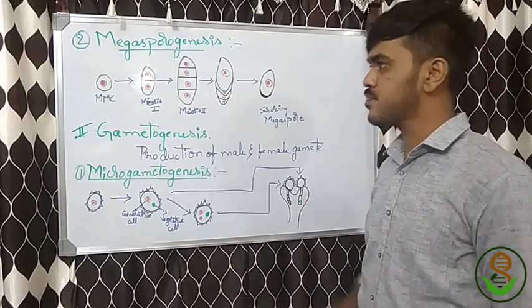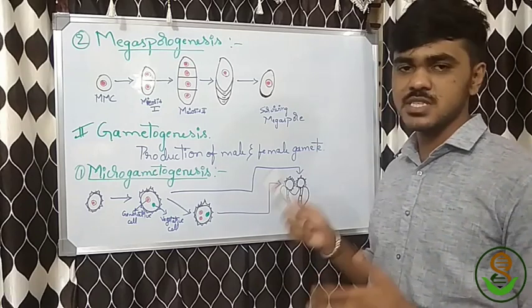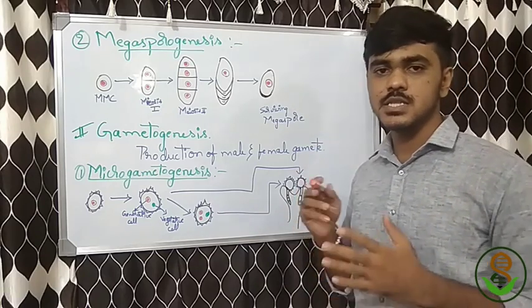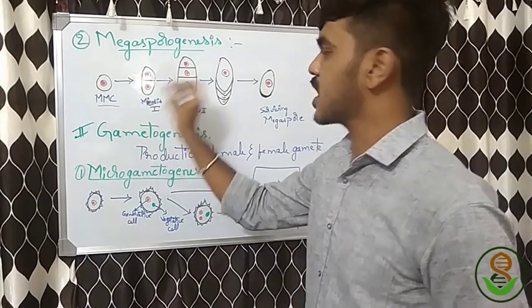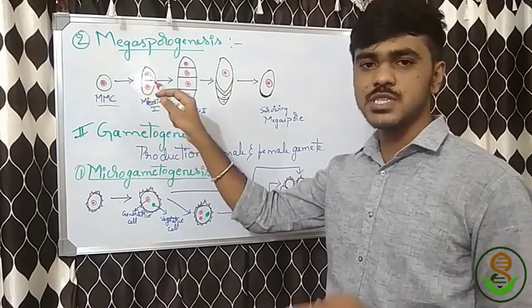Okay, let's continue now. It's the megasporogenesis. We have seen microsporogenesis. Now megasporogenesis, that is the female part. In this, the main cell is the megaspore mother cell. The megaspore mother cell first undergoes meiosis.